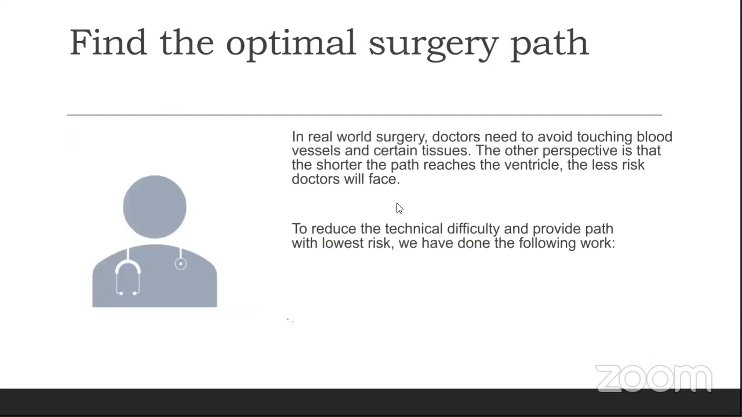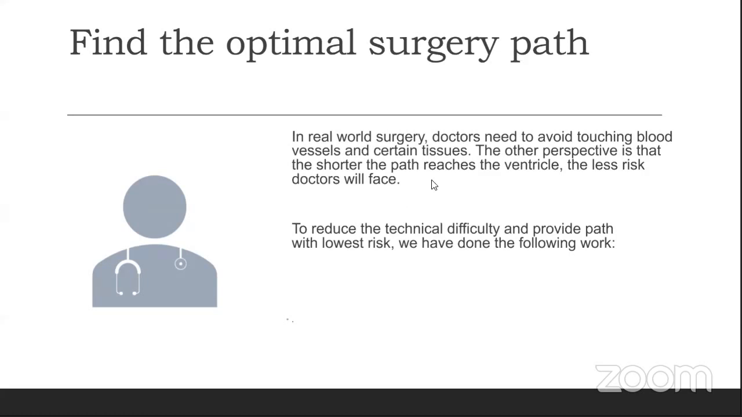Here we come to finding the optimal surgery path. The first goal is that in real-world surgery, the doctor will need to avoid as many obstacles as possible. The other point is that the shorter the path is, the less possibility the doctor will face of touching the obstacles. So the two purposes of our function are, first, to find the path with the longest distance from the obstacles to the path, and second, to make the path length as short as possible.